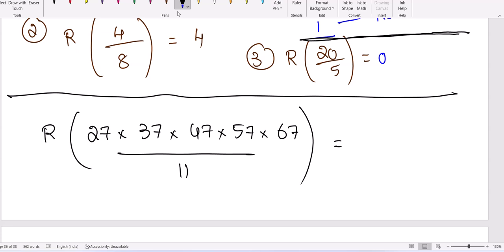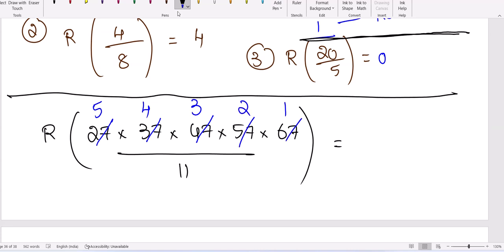27 divided by 11, what is the remainder? Remainder is 5. I want the remainder, so I replace it with 5, don't put 2. 2 is the quotient. Cancel and put remainder 5. When 37 is divided by 11? 4. 11 threes are 33. 4 is the remainder. Here 3. Here 2. Here 1.